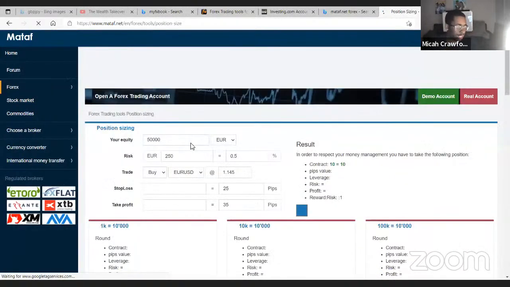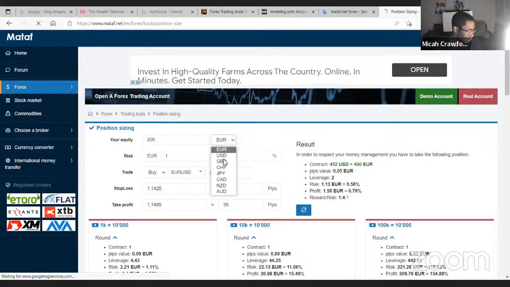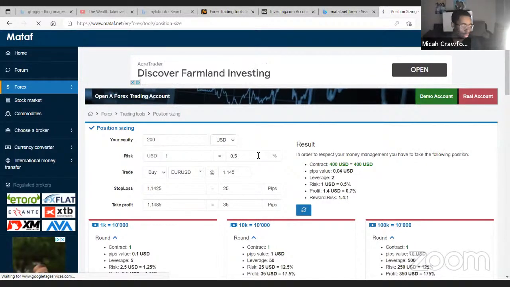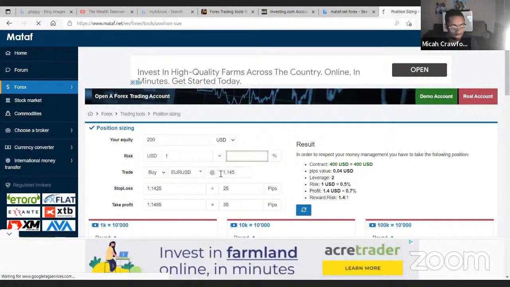All right, so you would input your equity here, change it to US dollar. Percent wise, what is your percent that you're willing to risk? I'm going to say 3%.